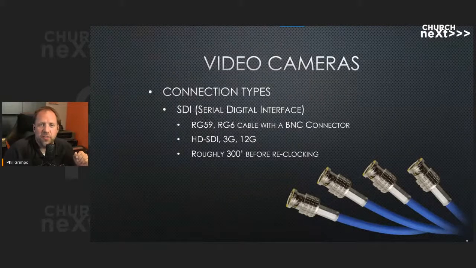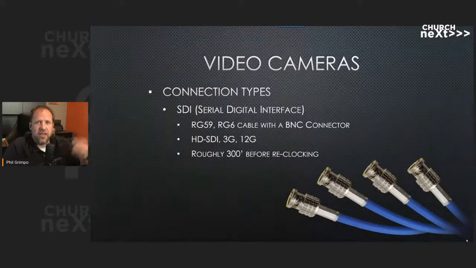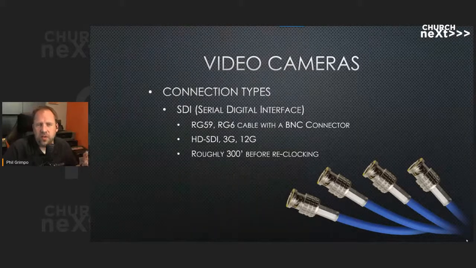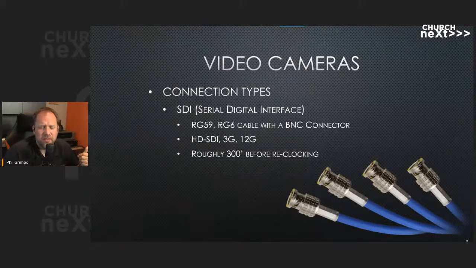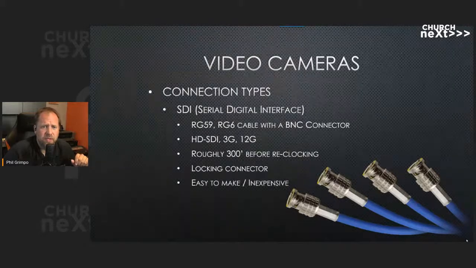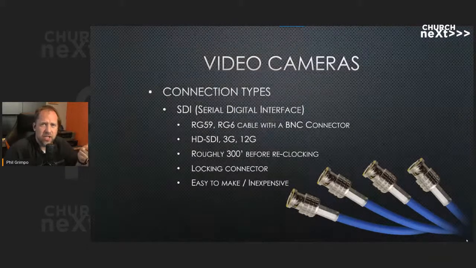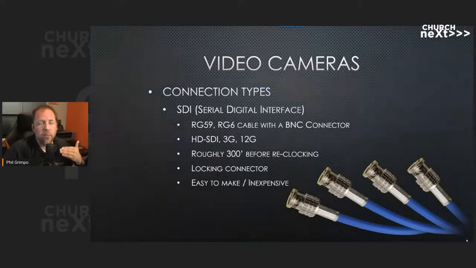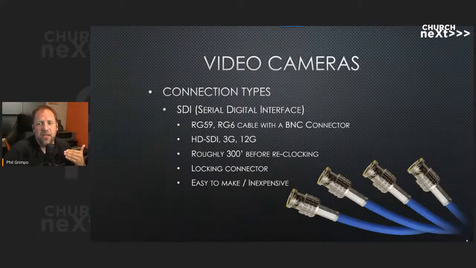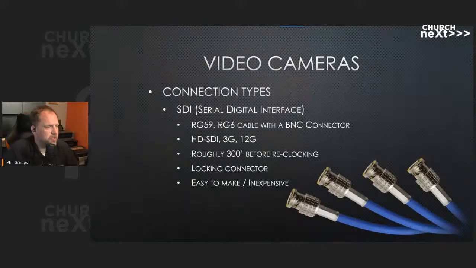Roughly, you can go 300 feet before having to reclock these cables. Reclocking means you put them on some device that looks at the digital signal and then retransmits it again. So you can go 300 feet with these. Roughly, I try to stay at 250. It depends on whether you're using RG59 or RG6, but the cable's cheap. You can make it out in the field. And it has a locking connector, which is something that I absolutely love. A lot of times we're taking HDMI at the camera, converting it to SDI, sending it down, and then our switchers, at least the professional switchers, are going to have SDI more than they're going to have HDMI. So SDI is a good cable connector there.